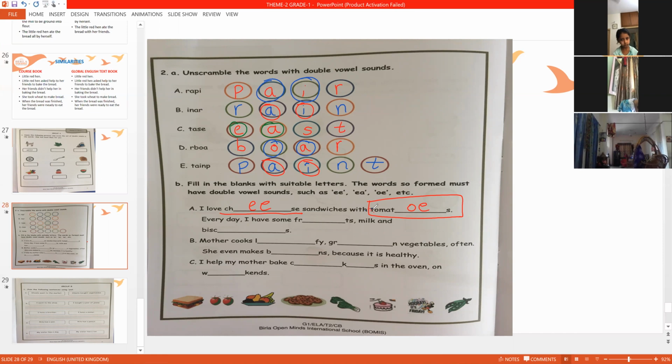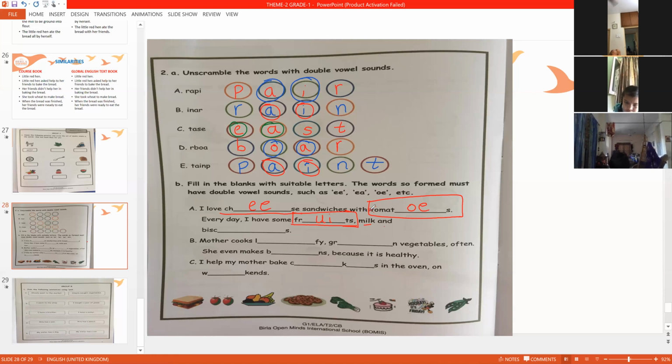Now next one. Every day I have some F-R-T-S. What is this? U-I. Now can you read this complete word? What is this? Fruits. Very good. Fruits. Next.